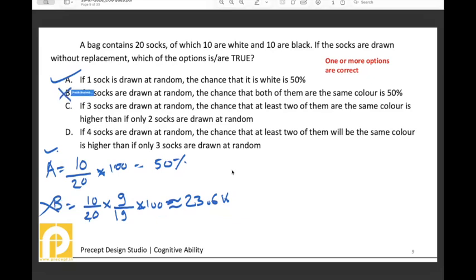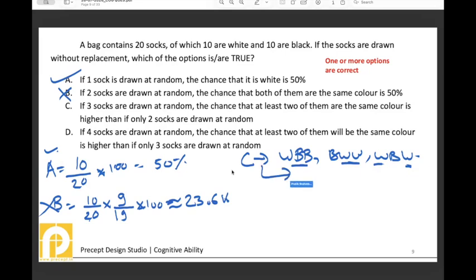It won't be 50%. Option C: if 3 socks are drawn at random, the chance that at least 2 of them are of the same color is higher than if 2 socks are drawn at random. So for option C, I'm drawing 3 socks and looking at the chance of at least 2 of them being the same color. The combinations may look something like this: white, black, black, or black, white, white, or white, black, white, or any other combination. But in either case, you will get at least 2 socks of the same color. So the chance of at least 2 of them being of the same color is 100%.